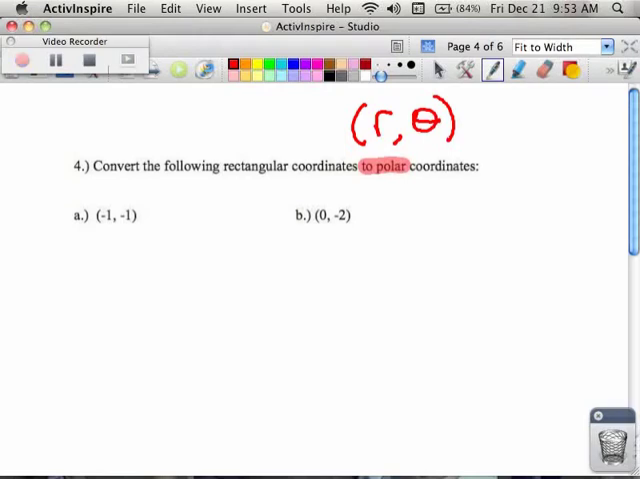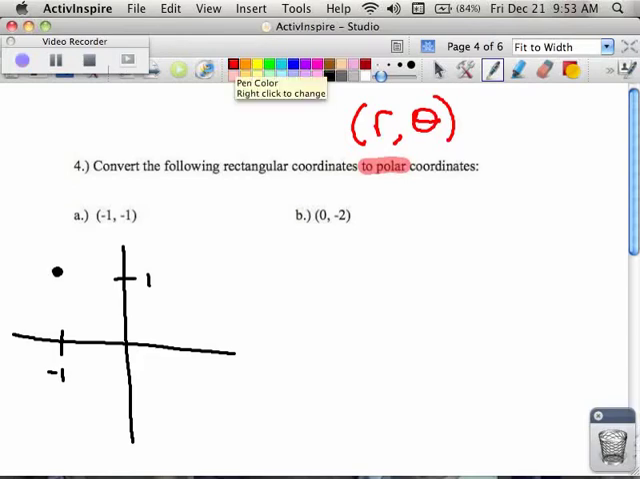As I look at letter A, if I were thinking about that visually, what it's saying is that I want to end up at the point -1, 1. Or in other words, here's where I'm trying to end up. But in polar, what you have to do is you have to spin a certain direction, and you have to walk out that distance.